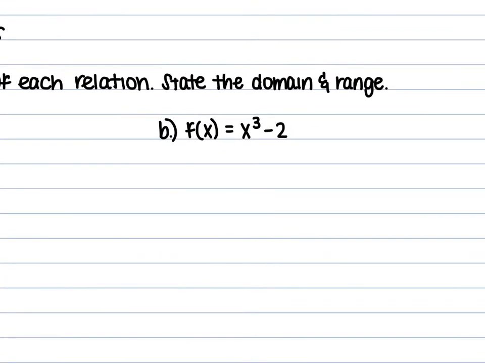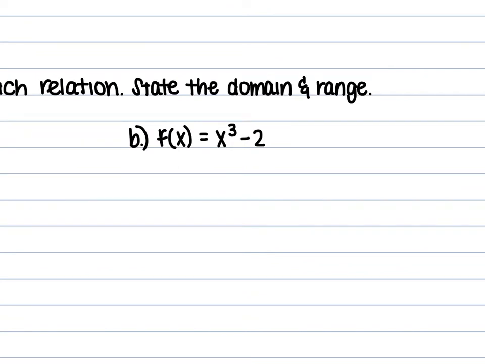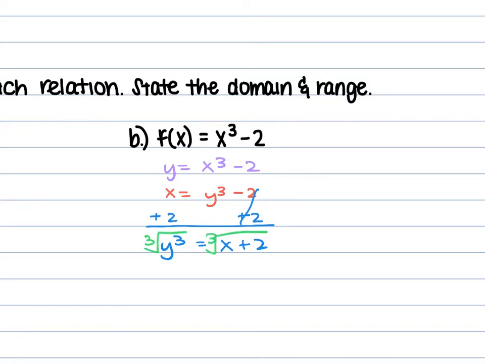For B, we have f of x is equal to x cubed minus 2, so we're going to change the f of x to be y is equal to x cubed minus 2. Change your x and y, so x is equal to y cubed minus 2. Move the 2 over, add it to both sides. So we have y cubed is equal to x plus 2. Then we take the cube root of each side.